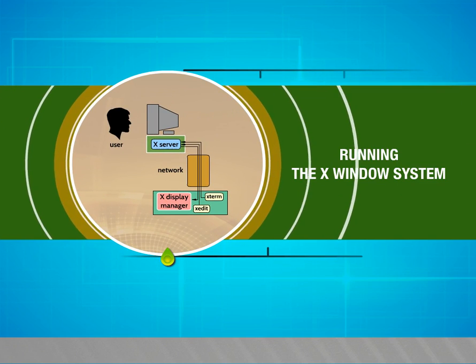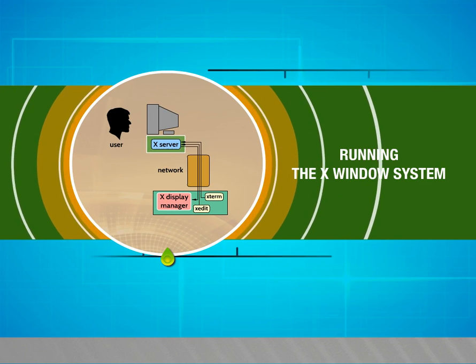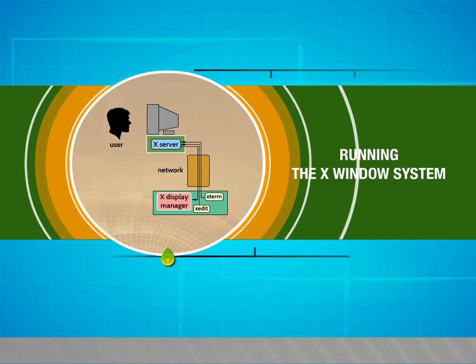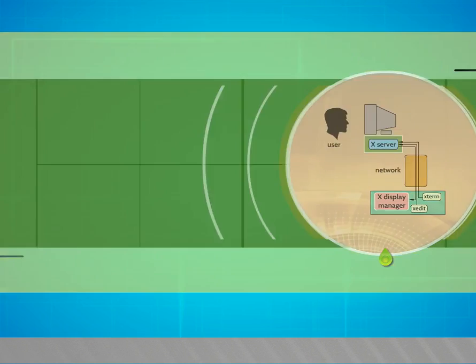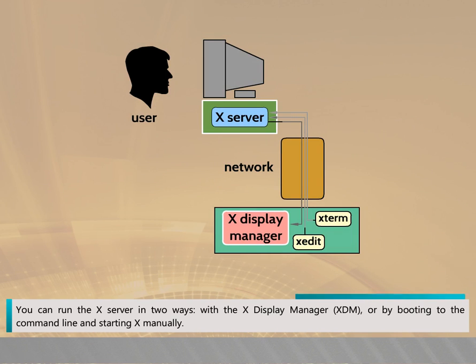Running the X Windows system. In this video, we are going to see about running the X Windows system. You can run the X server in two ways, with the X Display Manager, that is XDM, or by booting on the command line and starting X manually.